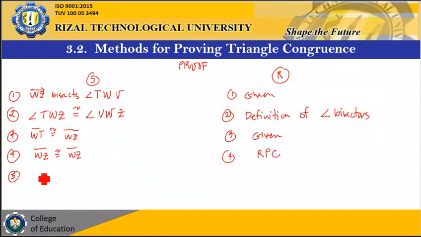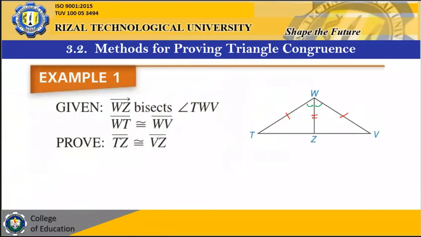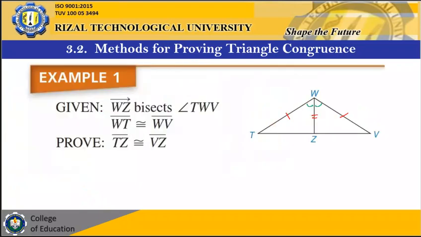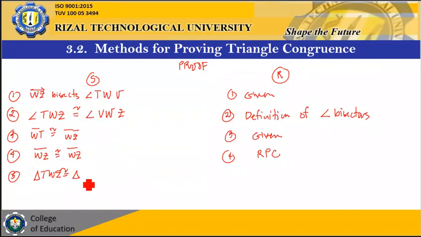So basically we can say that triangle TWZ is congruent to triangle VWZ, and this one is because of the side angle side congruence postulate.